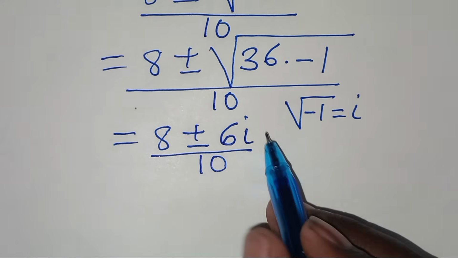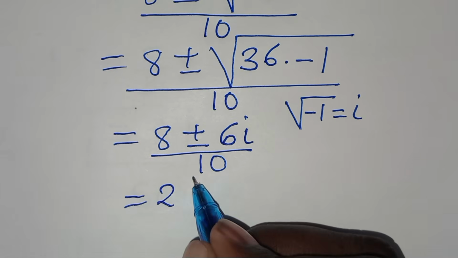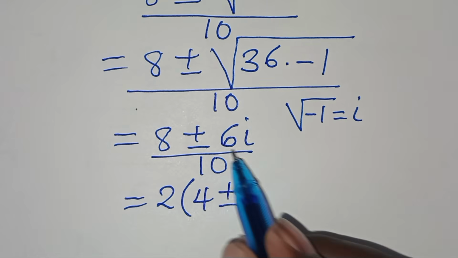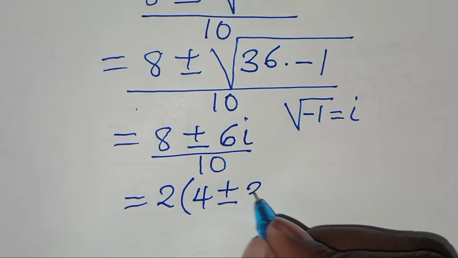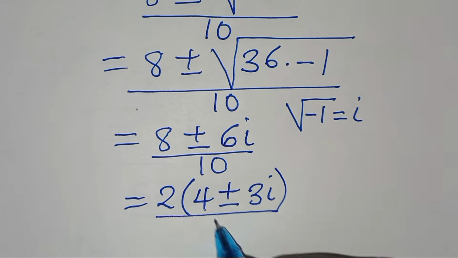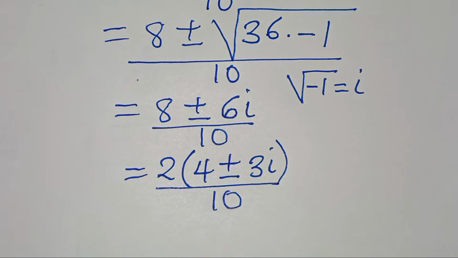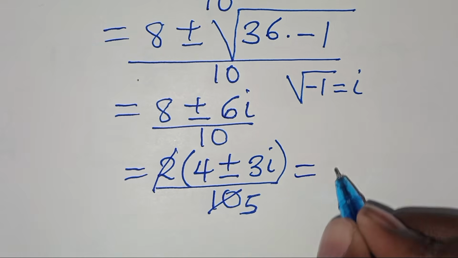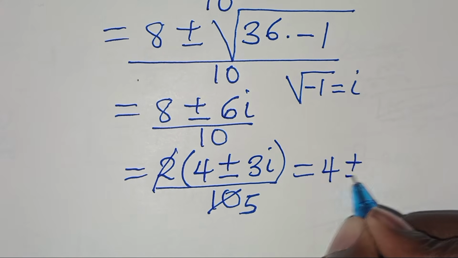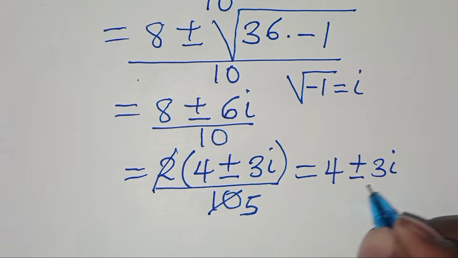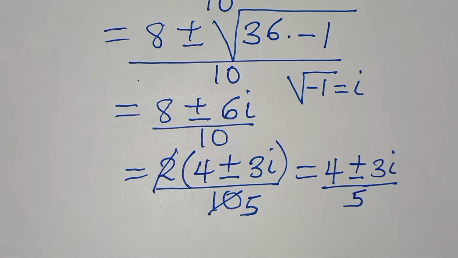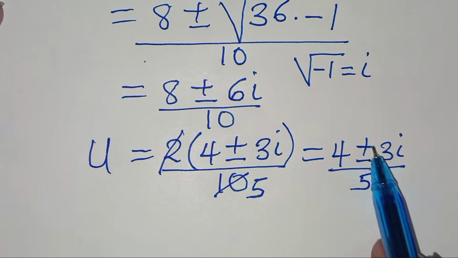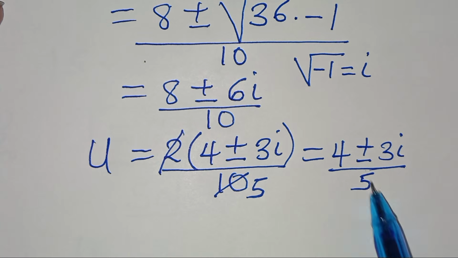So in the numerator here, we can factor out 2. That is 8 divided by 2, this is 4, plus or minus 6i divided by 2, this is 3i, then divided by 10. So let's simplify here. 10 divided by 2 is the same thing as 5. So we have 4 plus or minus 3i divided by 5. Now, this is what u is. So u is equal to 4 plus or minus 3i divided by 5.